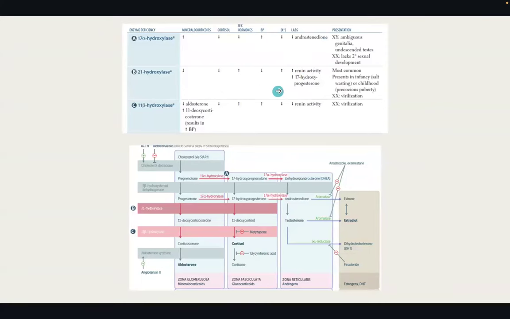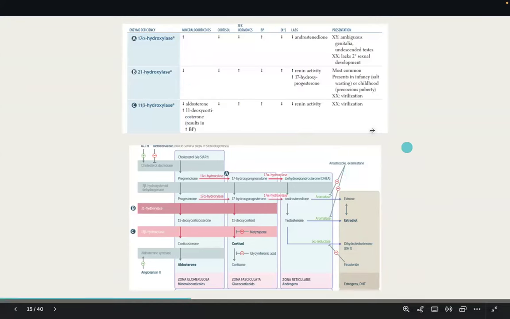Don't worry about treatment, it's going to make sense later. But again, you're going to see high hydroxyprogesterone, the precursor. You're going to see high pregnenolone and progesterone because these are the precursors, and simply my 17 alpha hydroxylase is working, I'm going to convert it. So this is the most common type of deficiency out of all of these and presents in infancy as salt wasting. What's salt wasting? This right here, the mineralocorticoid effect, or childhood precocious puberty.